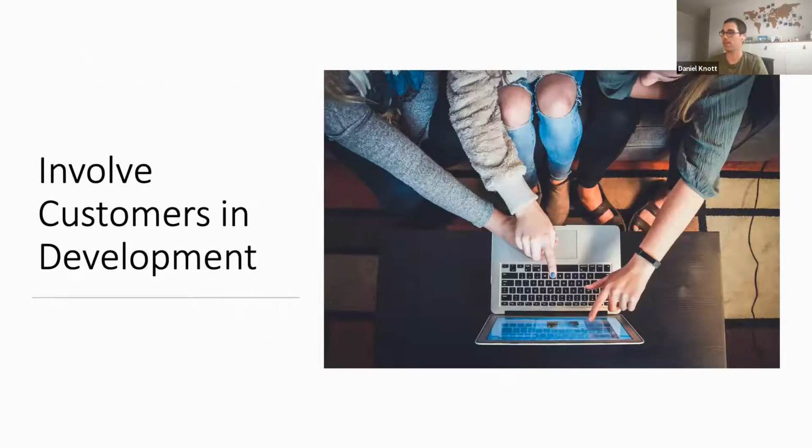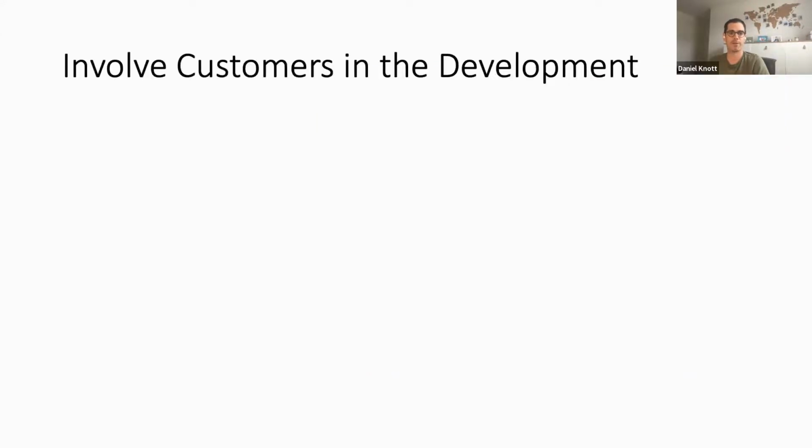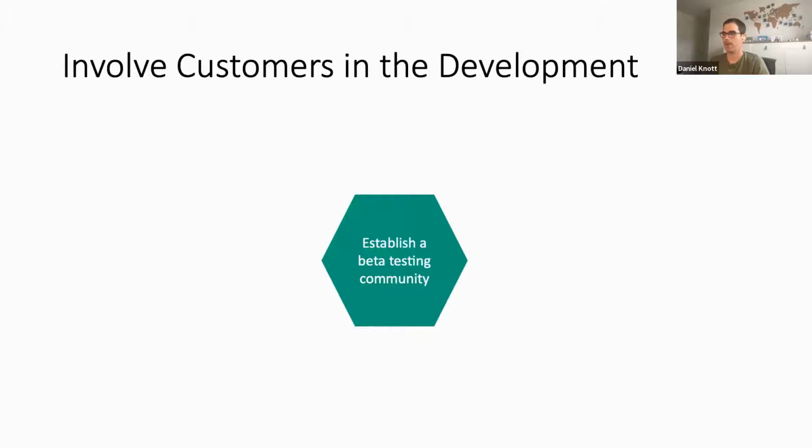Involving customers in development is important. I already talked about the user feedback coffee. I think it's also in the next slide again. This is something we should really try out. You should get in contact with your customers. One thing I've done in the past is to establish a beta testing community. If you are developing an app for Android, iOS, or even a web app, there are ways to establish a beta testing community. What we have done, for example, is use the Google Play Store beta testing activities. So you can actually enable your app for beta testing.